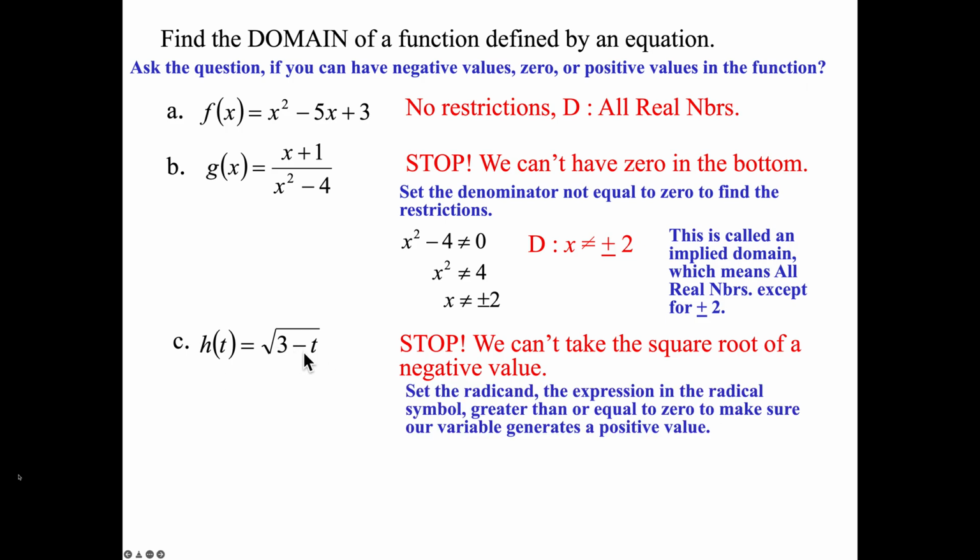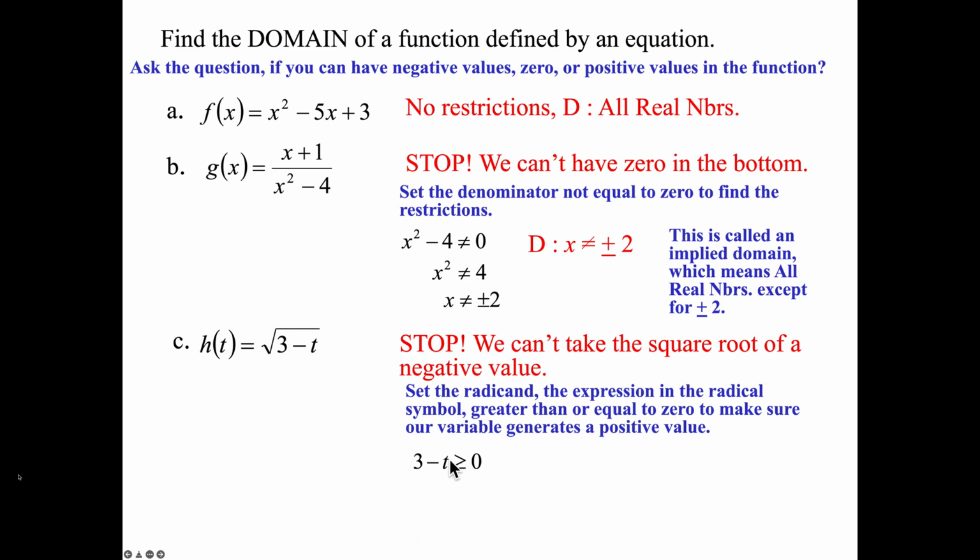So we call this 3 minus t the radicand. You are going to set that 3 minus t greater than or equal to 0 and solve it for t. This will tell you all the t's, or if you're working with x variable, all the x coordinates you can have. All right?